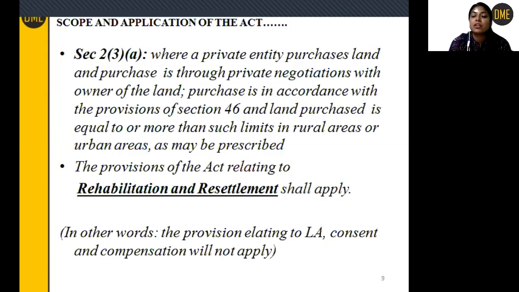So they are not required to follow the provisions of land acquisition, consent, and compensation, right? In such a case, they are only required to follow the provisions provided under rehabilitation and resettlement.